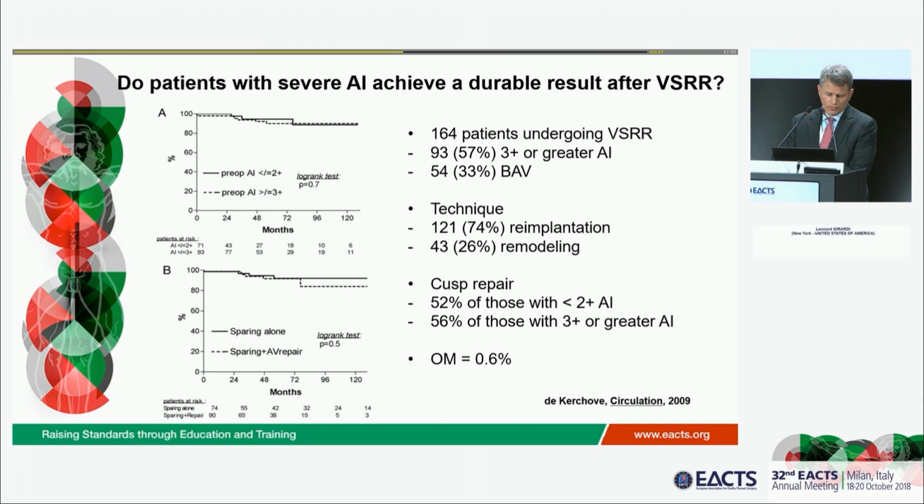And what they saw was really no difference in long-term durability of the valve: greater than 90%, actually 89% for those with 3+ or greater AI, as opposed to 90 to 92% for those with less than 3+ AI. And whether they did a cusp repair or did not did not have a significant influence on the outcomes. Many others have seen a similar incidence, and so I think in patients with severe aortic insufficiency, where you do an annular stabilization procedure and then most likely do some form of cusp repair, you can get a pretty good and durable result.